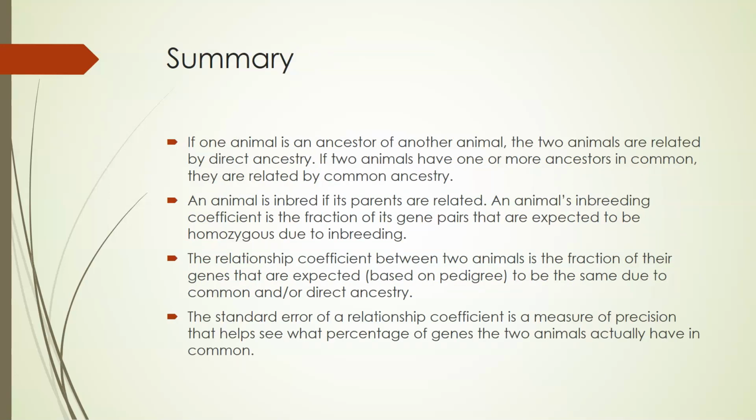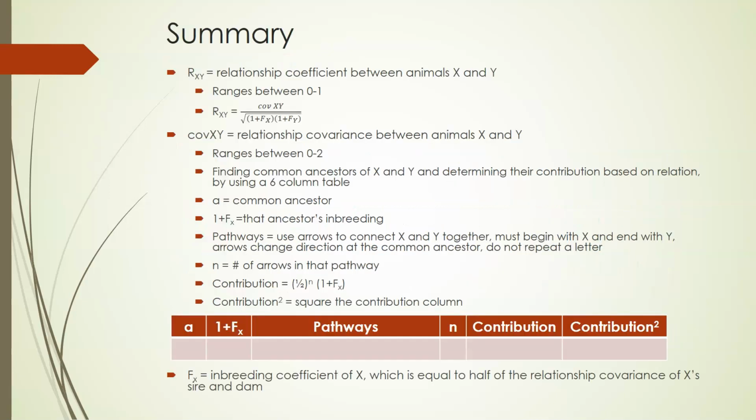So in summary, just kind of going back real quick, this whole thing is really important because we need to be able to establish relationships between animals if they're related. We know that animals are inbred because their parents are related. We know that we can determine a fraction of its gene pairs that might be homozygous due to inbreeding. Most of this was all about relationship coefficients and establishing them based on two animals and how many genes are expected to be the same. And then the standard error of a relationship coefficient is basically a measure of precision. Once again, all of this is an estimate, and so that's really important to remember moving forward.